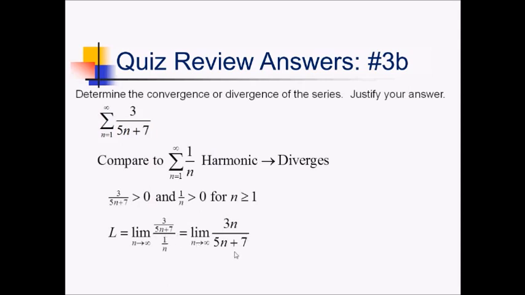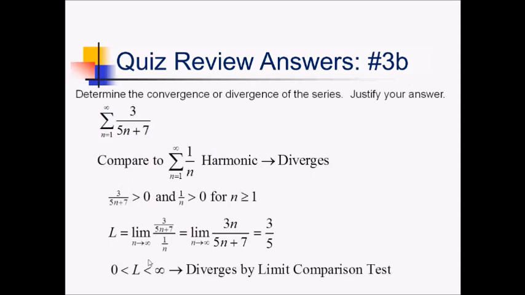As n approaches infinity, this 7 we can just ignore. So we just have 3n over 5n, which is 3/5. Since that is a number between 0 and infinity, it's finite and it's positive. That means that since our comparison series diverged, the original diverges, behaves the same way, by the limit comparison test.